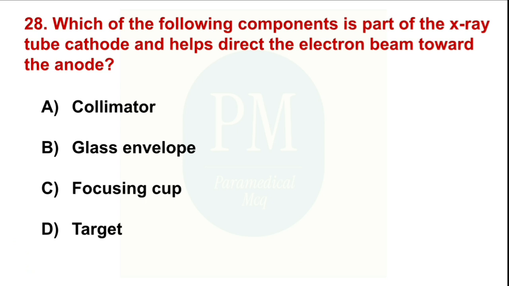Which of the following components is part of the X-ray tube cathode and helps direct the electron beam toward the anode? Option A, collimator. Option B, glass envelope. Option C, focusing cup. Option D, target. The correct option is option C, focusing cup.